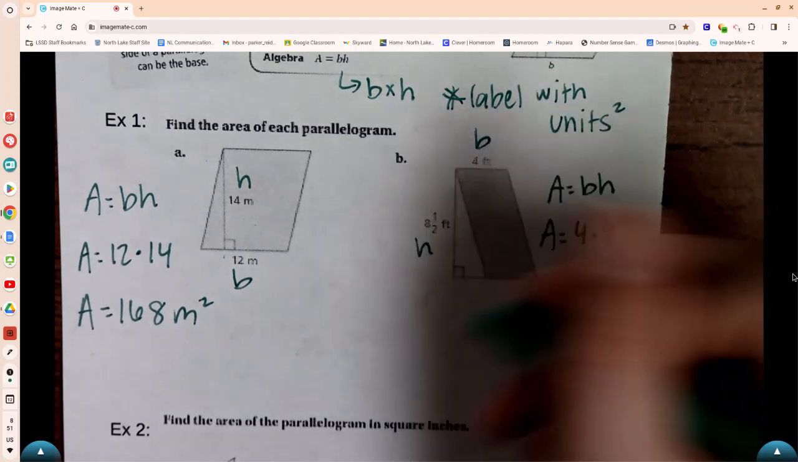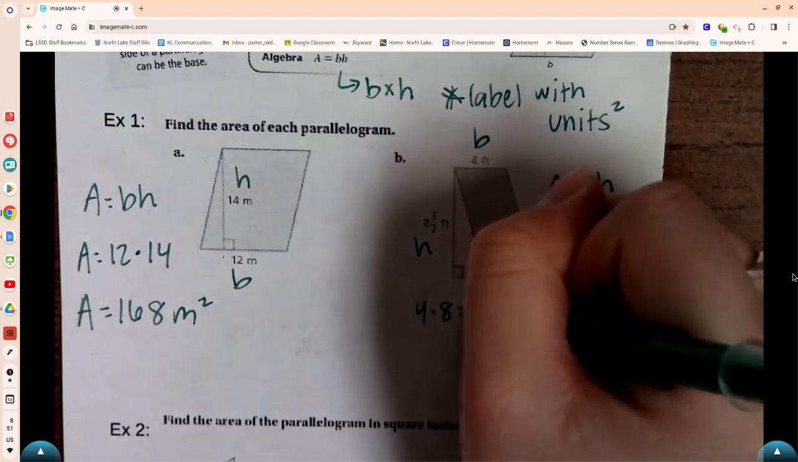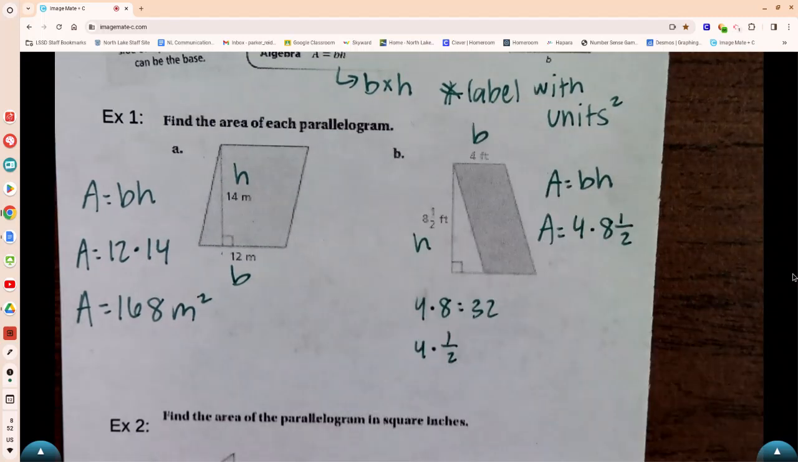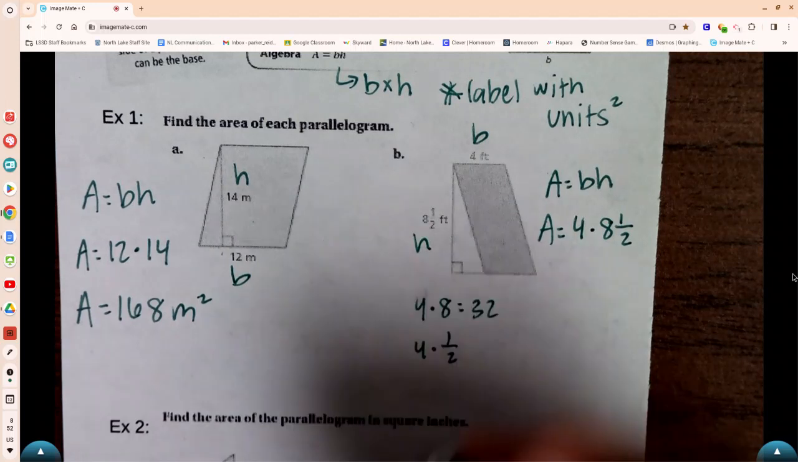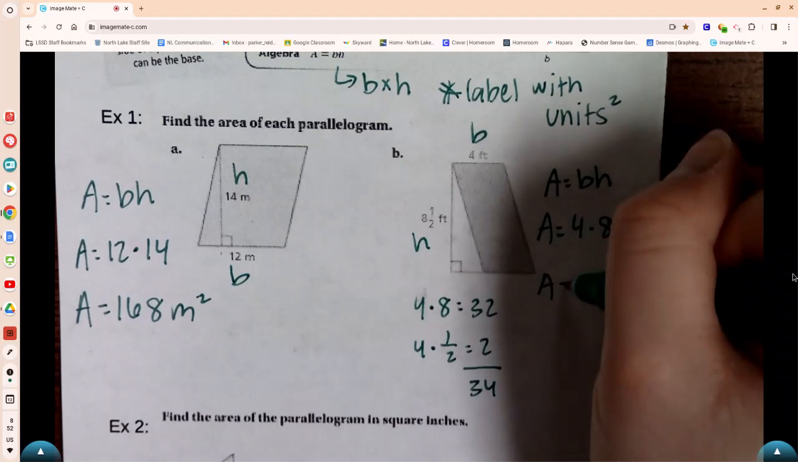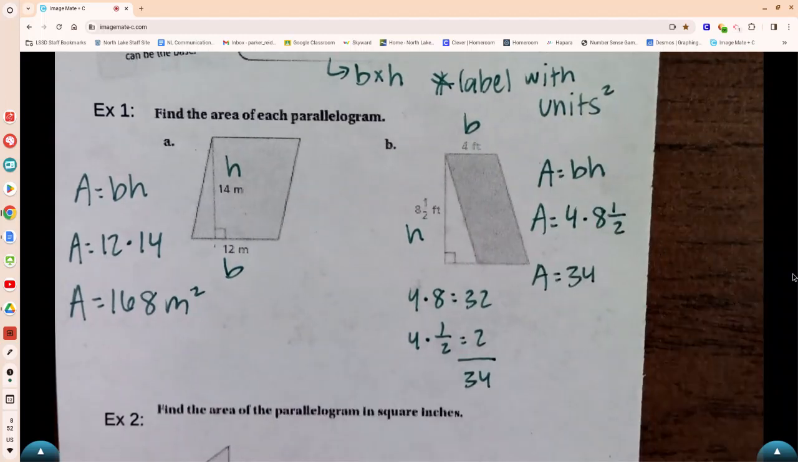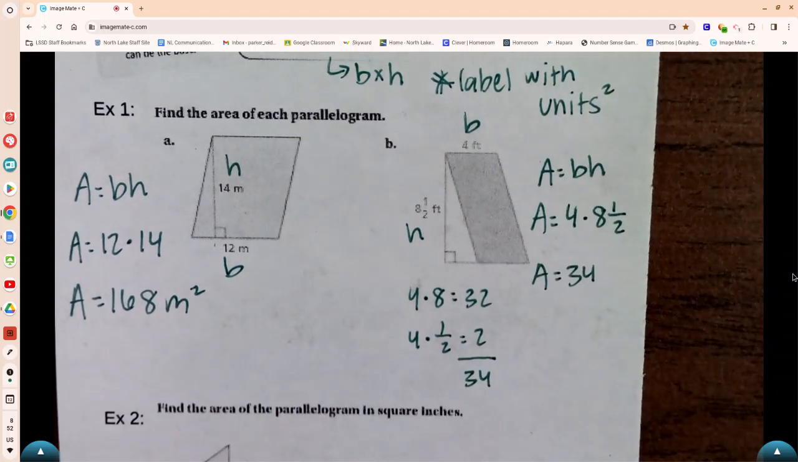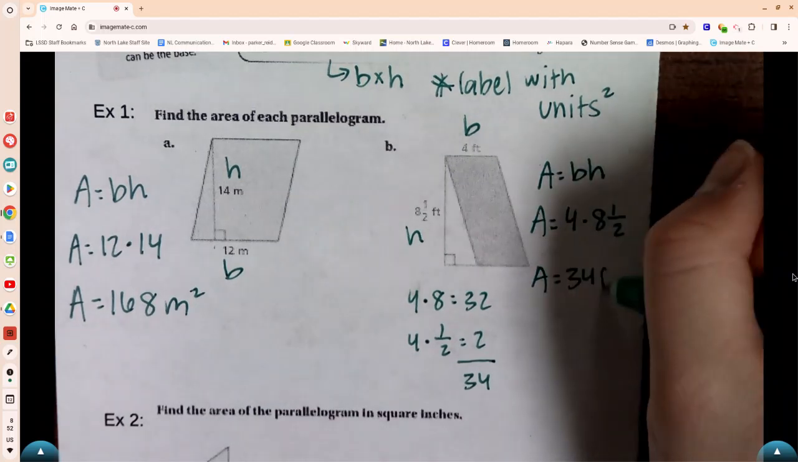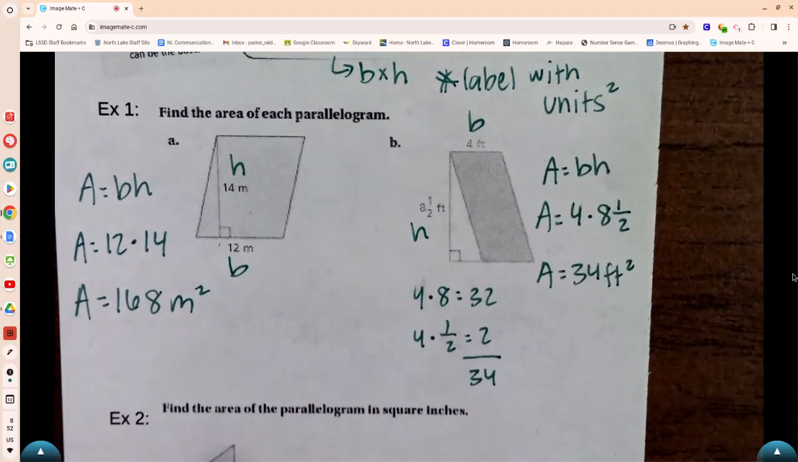So 4 times 8, that's 32. 4 times 1/2. Does anybody know what 4 times 1/2 is going to be? Emma? 2. So together they make 34. So my area is 34. And then how should I label this answer? Because I'm not done until it's labeled. Erin? Feet squared, exactly.